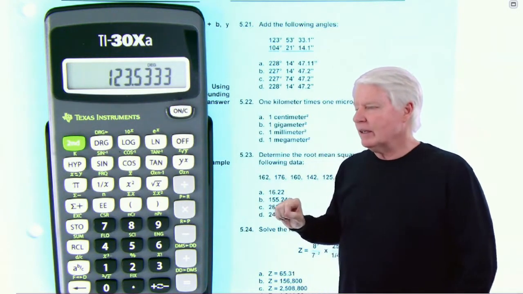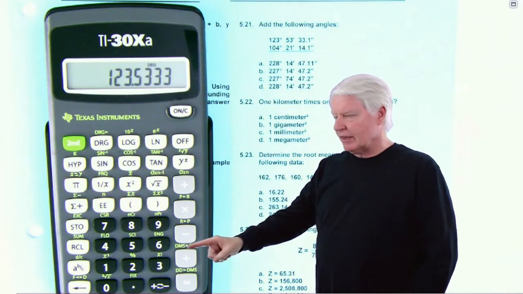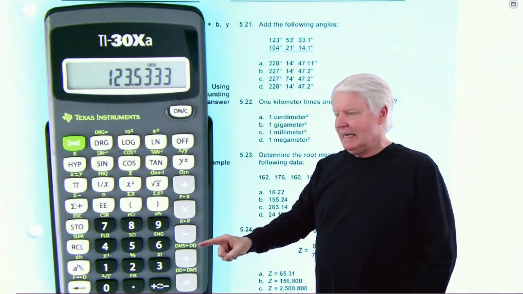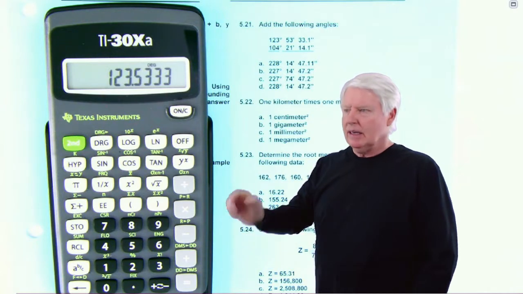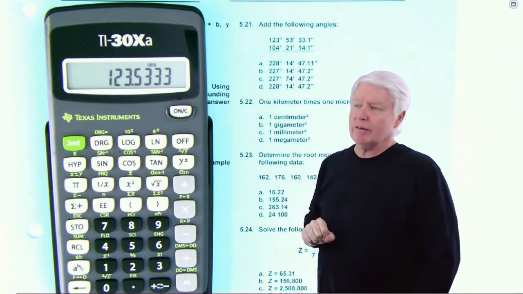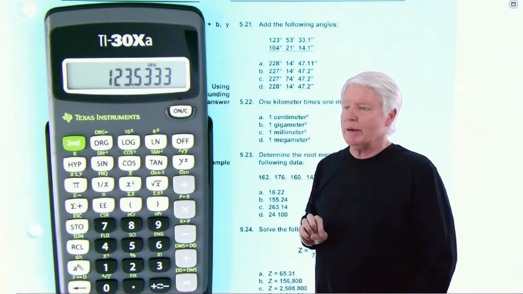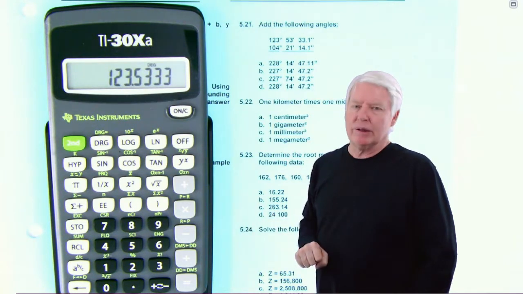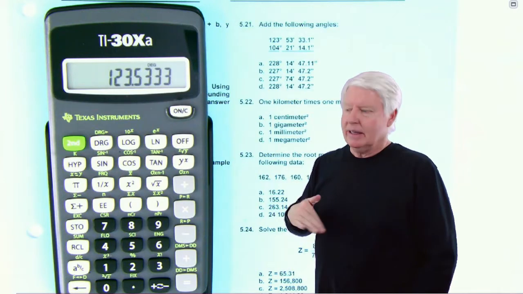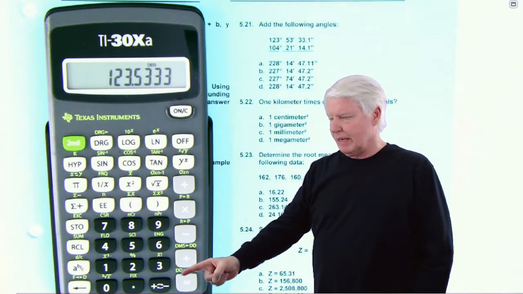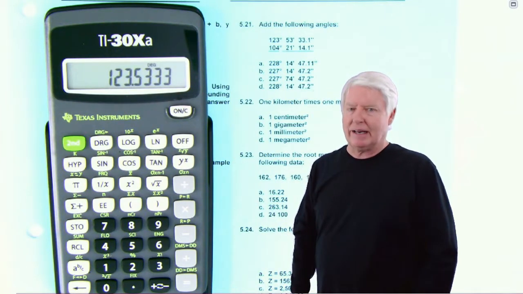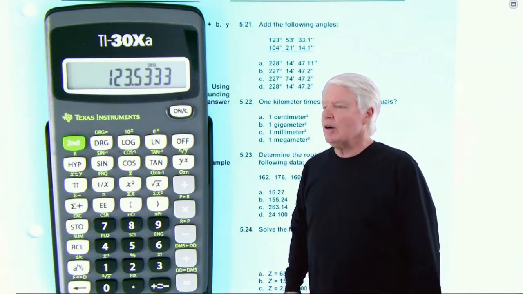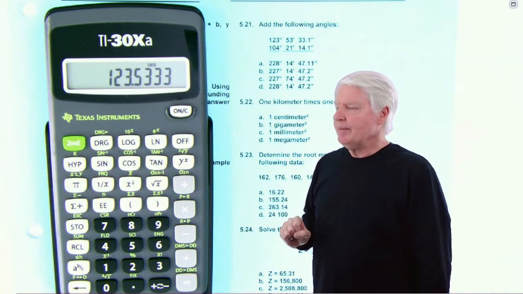Now, I'm going to convert this degrees, minutes, seconds into decimal degrees. And I'm going to do the same thing for that 104 degrees, 21 minutes, 14 seconds, and convert them both into decimal degrees. Then I'm going to add them together. Then I'm going to come back and convert from decimal degrees to degrees, minutes, seconds. Okay, so let's go ahead and move forward here.